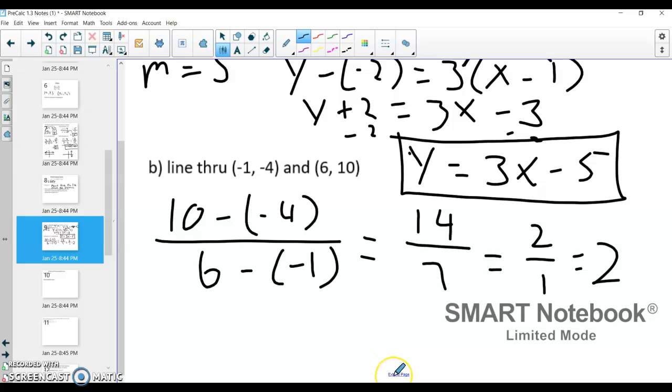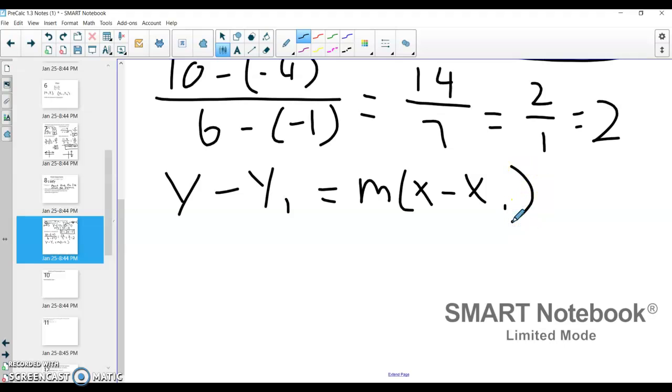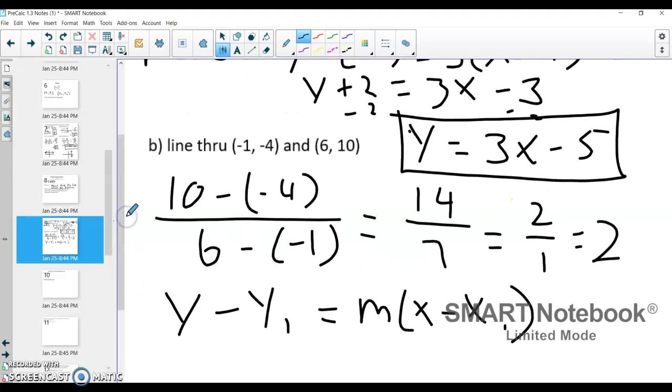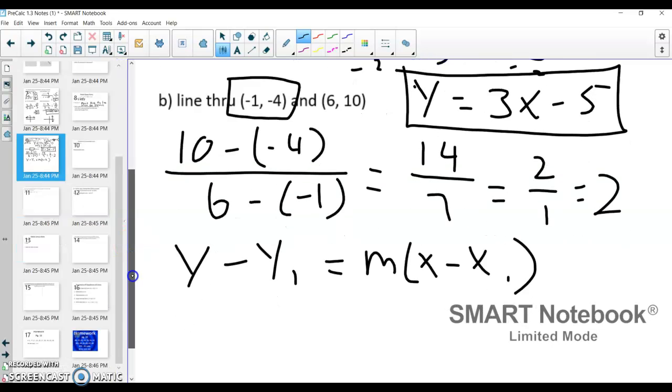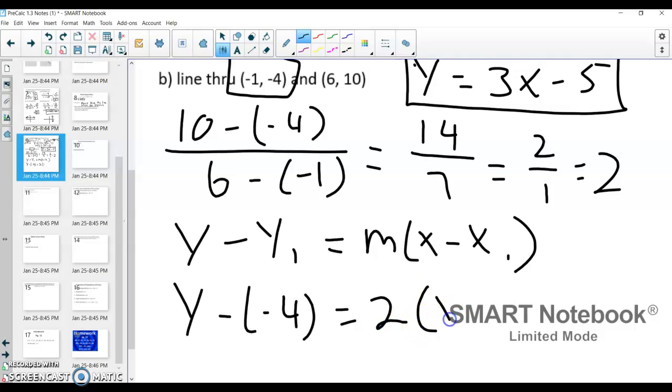So now I have my slope of 2, and so I can use my point-slope form, m times x minus x1. Plugging in, I'm going to choose, you could choose either point, I'm going to choose this one. And so I'm going to plug in using that, which is y minus a negative 4 equals my slope, which is 2, times x minus my x1, which is negative 1.